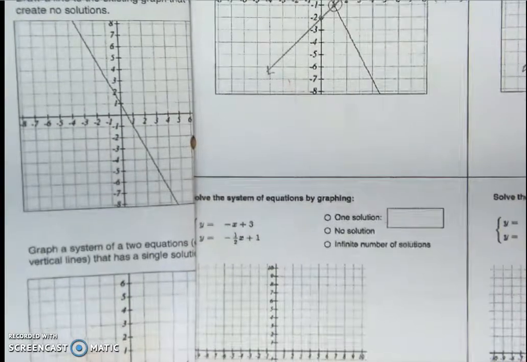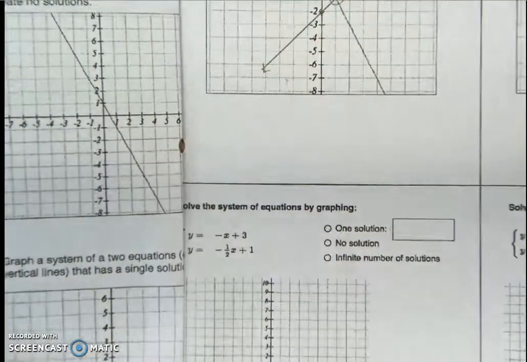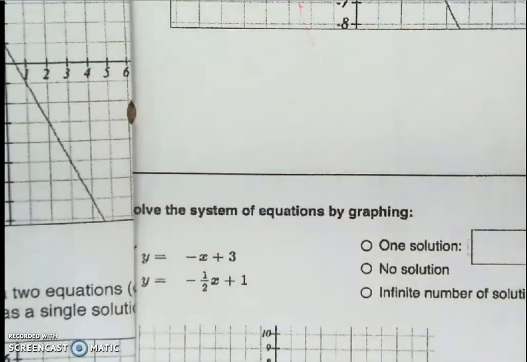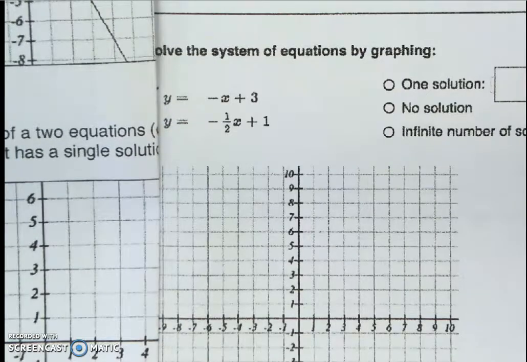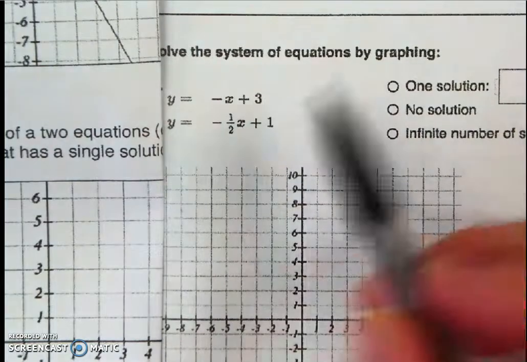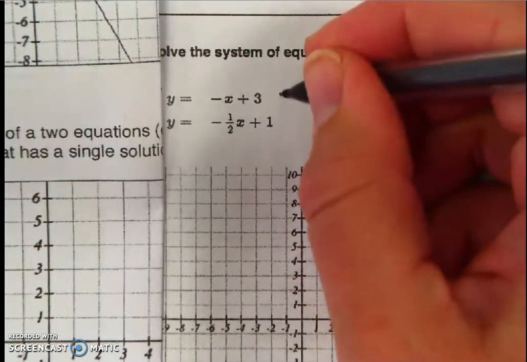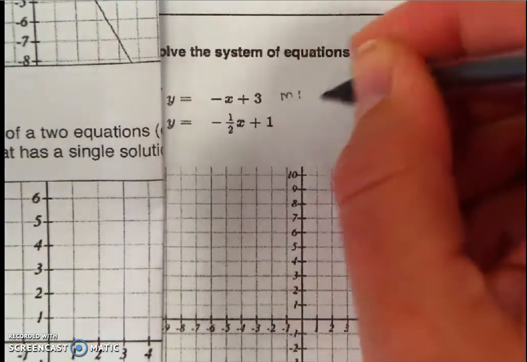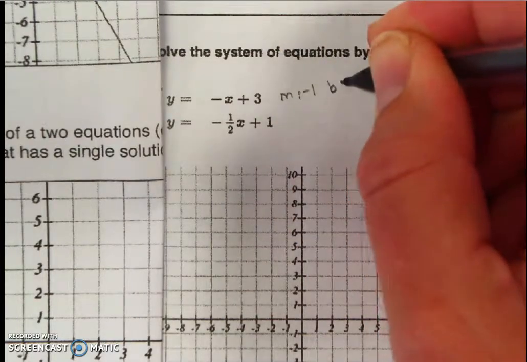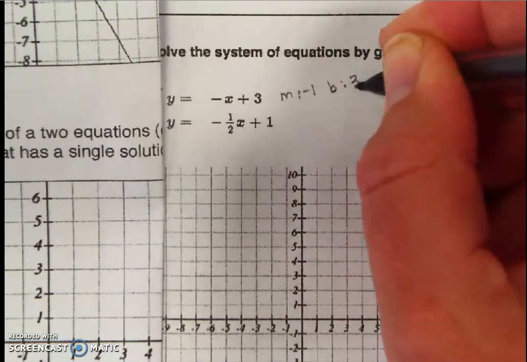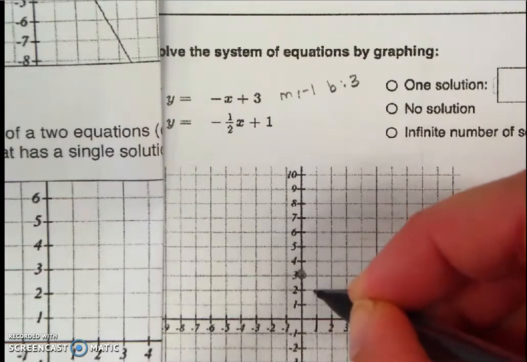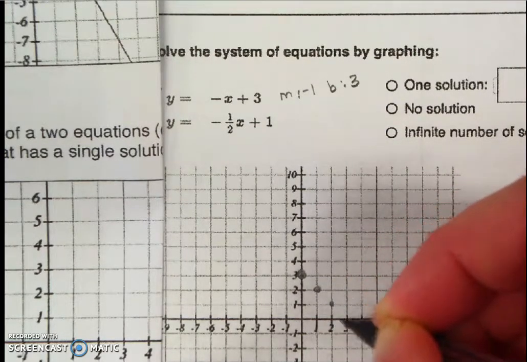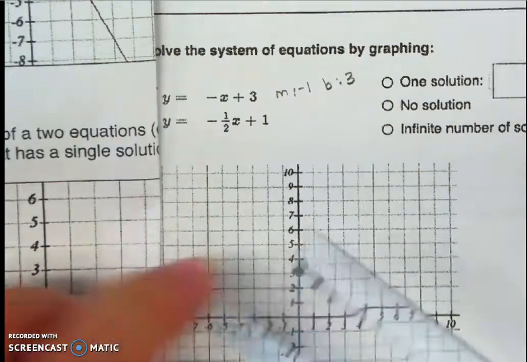So we have to remember slope-intercept form. Let me zoom in so that you can see this a little bit better. I know it's printed a little bit small on this page. So for this first equation, I'm going to go ahead and write in, the slope would be negative 1, and the y-intercept would be 3. So that means it starts at 3 and goes down 1, right 1, down 1, right 1, down 1, right 1. And goes downward like that.